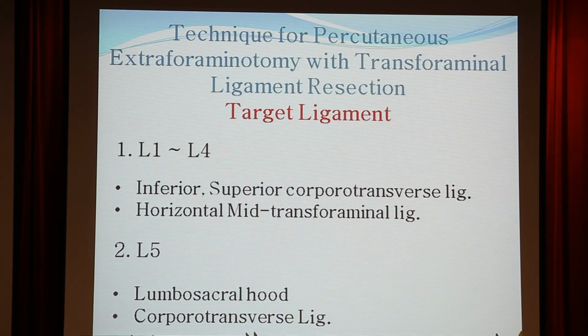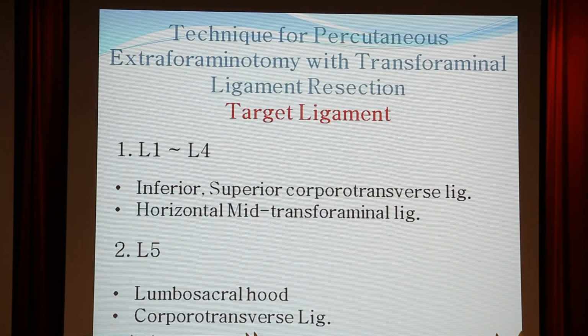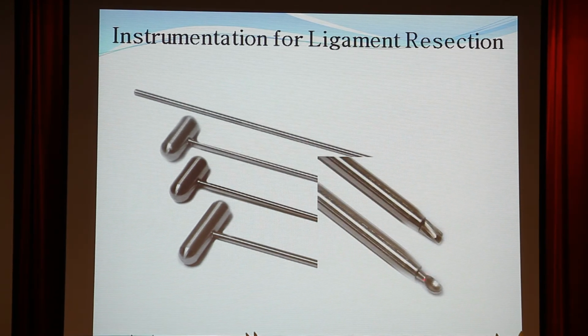So this is the technique for percutaneous extraforaminal transforaminal ligament resection. The target ligaments for the L1 to L4 area are the inferior and superior corpus transversarium ligament and the mid transforaminal ligament. For the L5 area, the lumbosacral ligament and the corpus transversarium ligament. So these are the instruments for this procedure. This is a guide wire, and this is a trocar, and this is a drill, and this is a curette. So look at the end of the drill and also the curette. You can remove the ligament with these instruments.